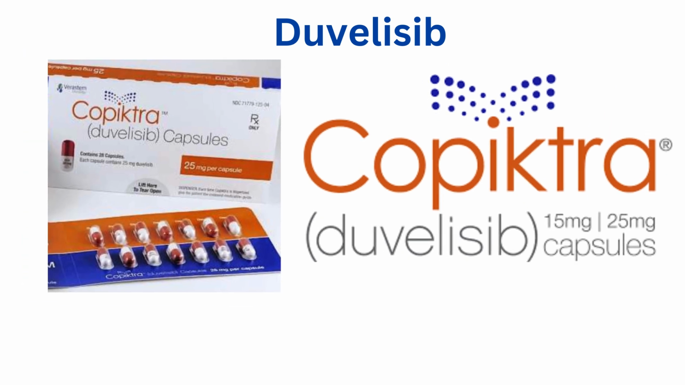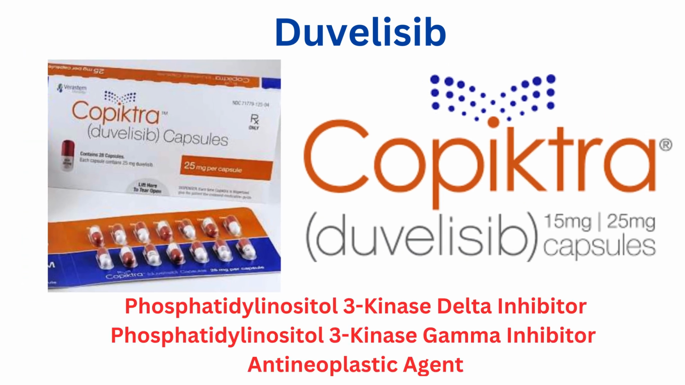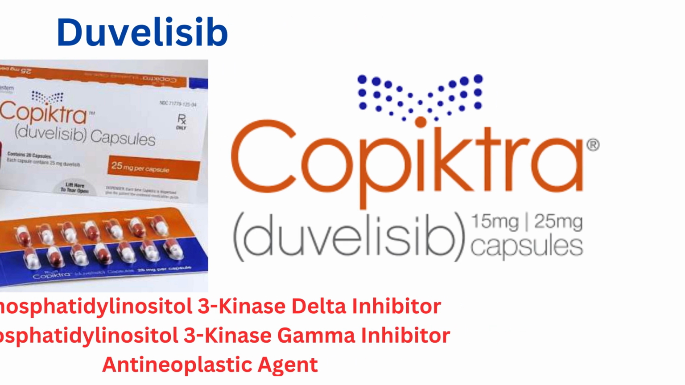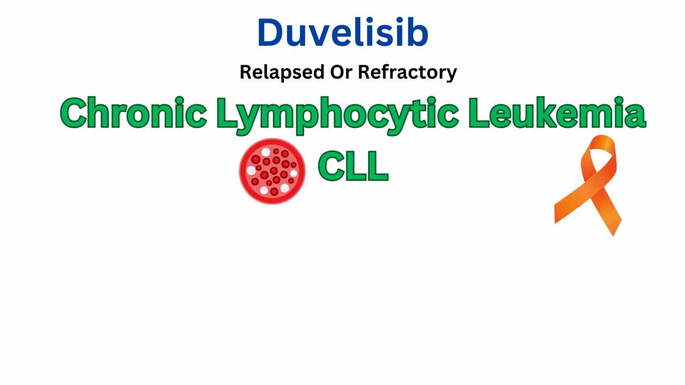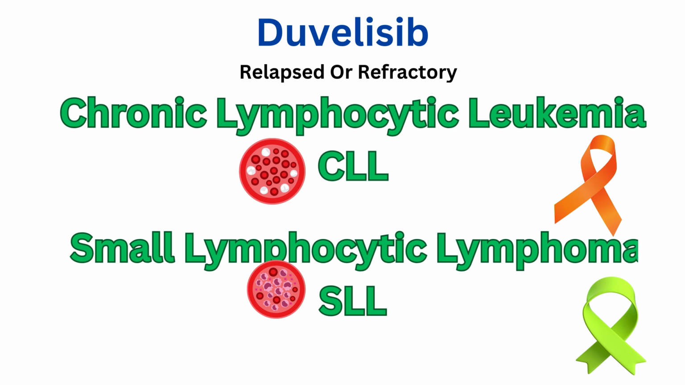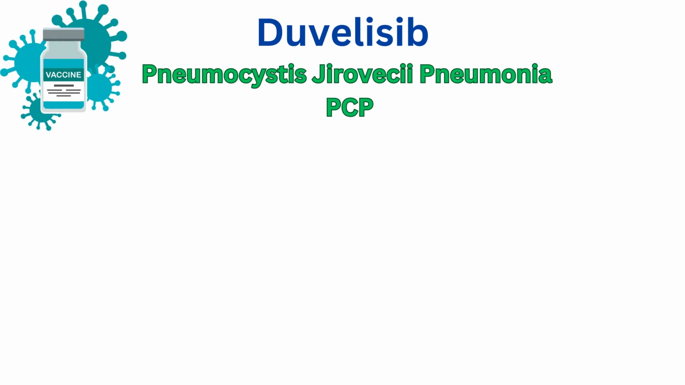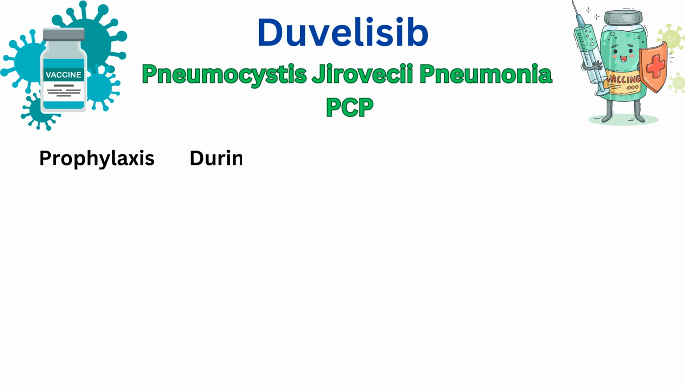Duvelisib. Phosphatidylinositol 3-kinase delta inhibitor, phosphatidylinositol 3-kinase gamma inhibitor, anti-neoplastic agent used for the treatment of relapsed or refractory chronic lymphocytic leukemia or small lymphocytic lymphoma in adults after at least 2 prior therapies. We should also notice that Pneumocystis jirovecii pneumonia or PCP prophylaxis should be provided during treatment.